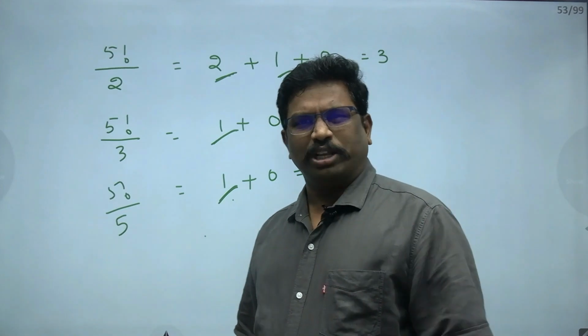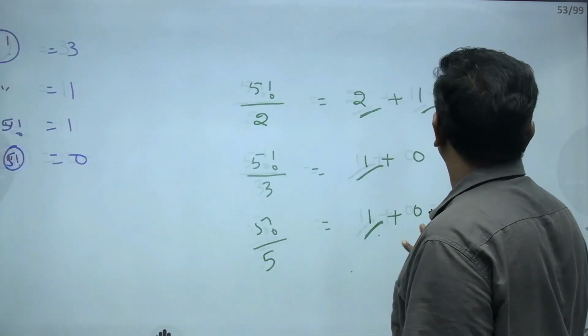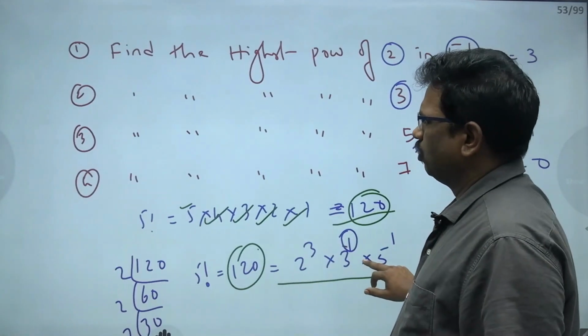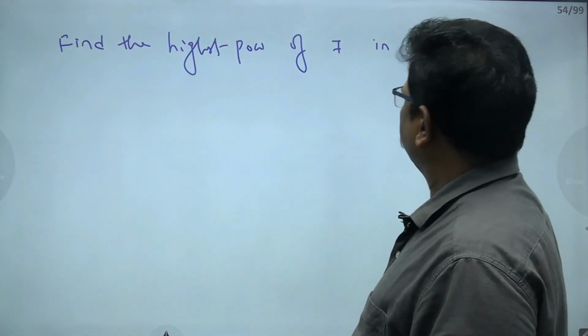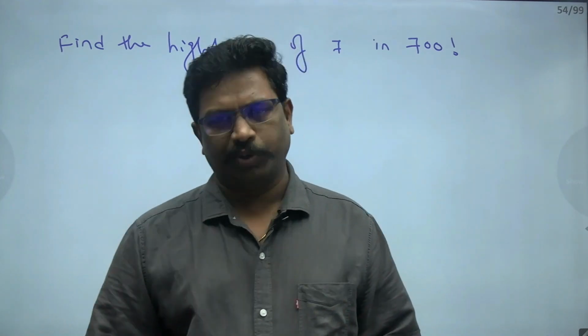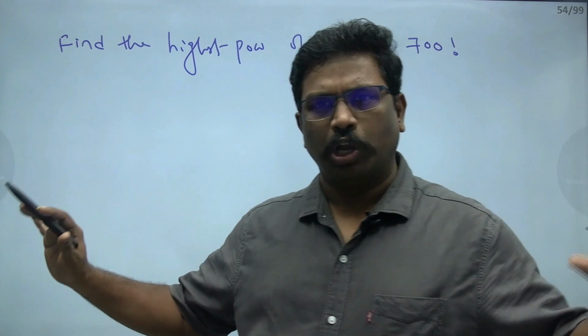No problem. Let's see one more example so that you'll understand. Now same answers, check out: 3, 1, 1. Yes or no? Now the actual question: find the highest power of 7 in 700 factorial. Simple. How to solve? Look.